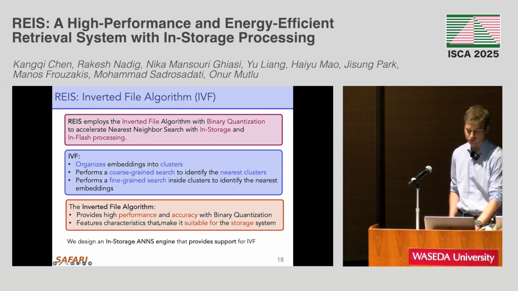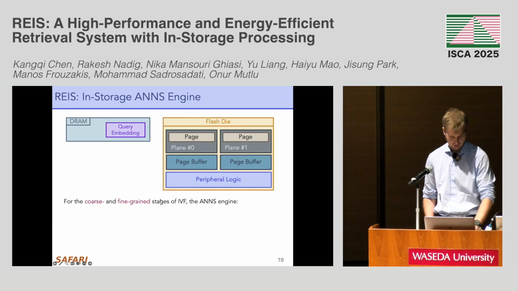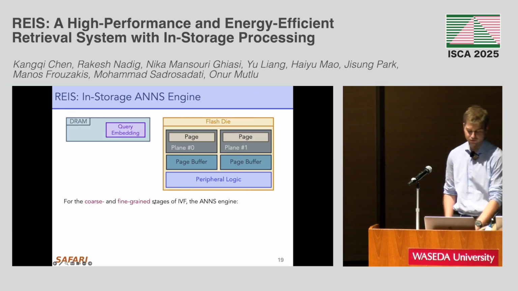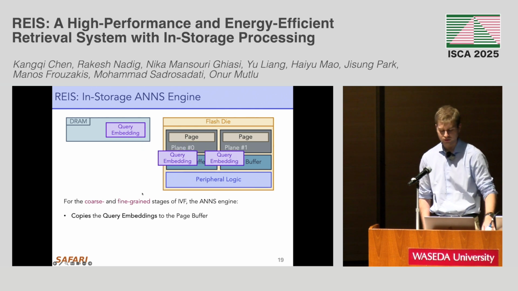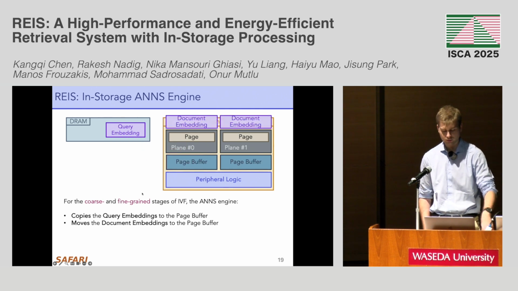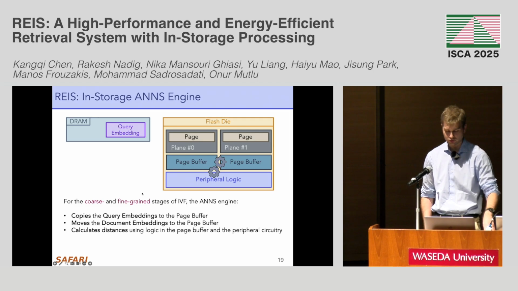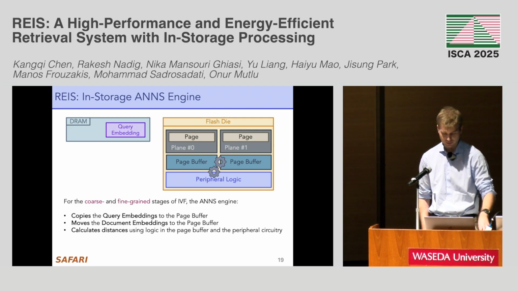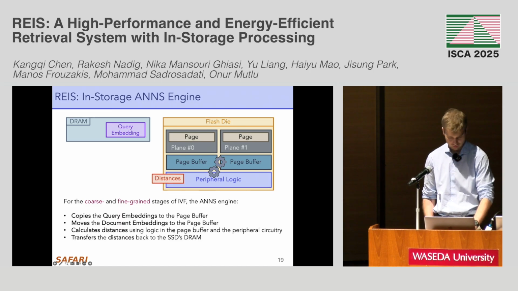We design an in-storage ANNS engine that provides support for IVF. For both the coarse and the fine-grained stages of IVF, the ANNS engine copies the query embeddings to the page buffer, moves the document embeddings to the page buffer, and then calculates distances using logic in the page buffer and in the peripheral circuitry. At this point, the embedded cores take over the execution.